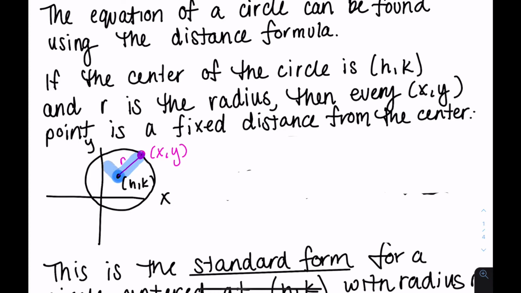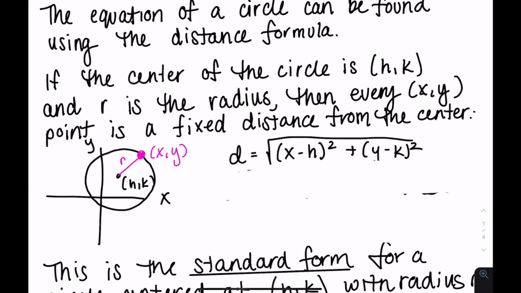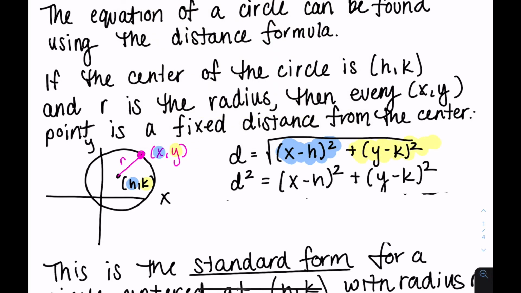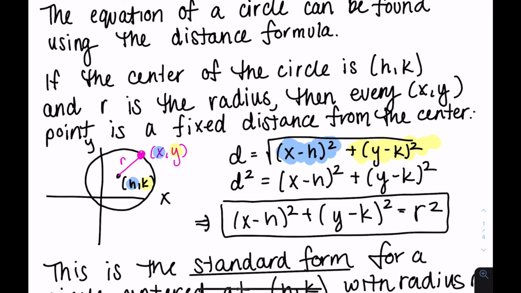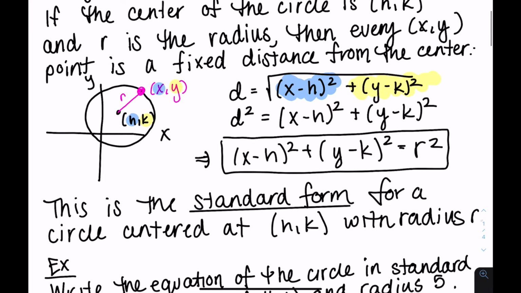If you look at the distance from the center to any other point on the circle, it is going to be r. If we call this point (x, y), using the distance formula, the distance is going to be the square root of the difference in x's squared plus the difference in y's squared. So the distance squared is (x minus h) squared plus (y minus k) squared. But this distance is exactly what we're calling the radius. So this is our standard form for a circle centered at (h, k) with radius r.